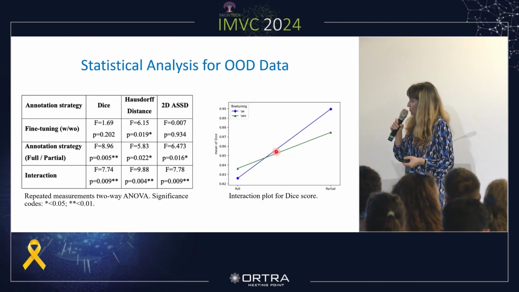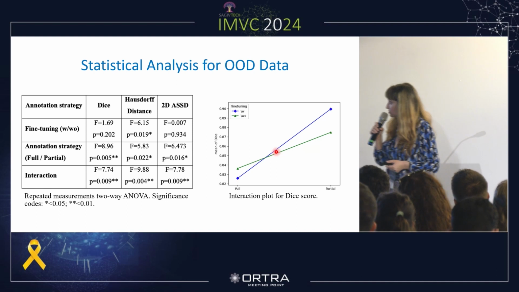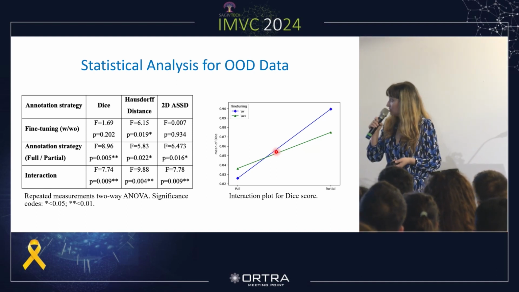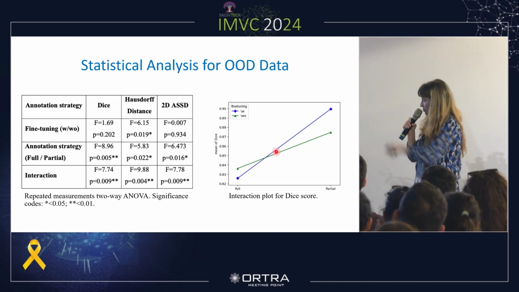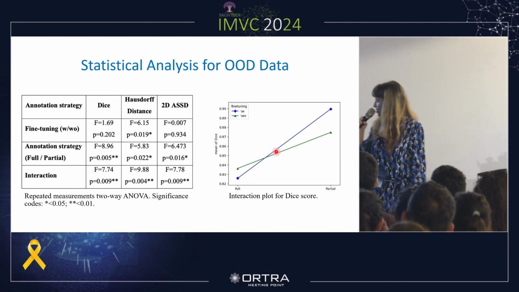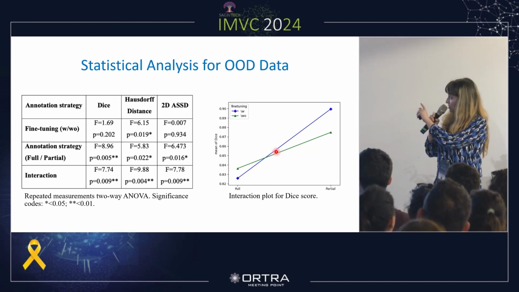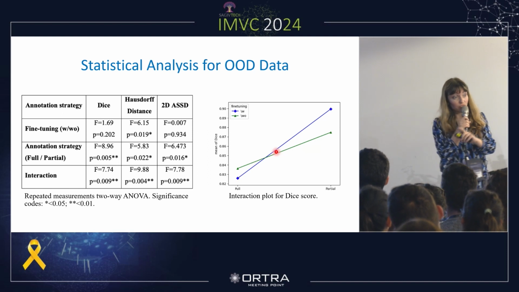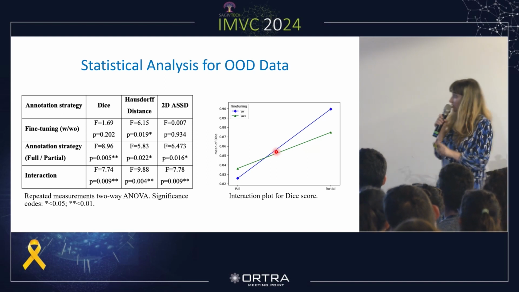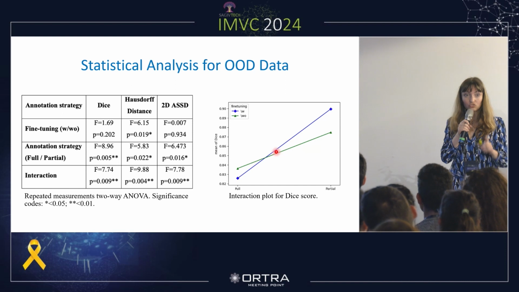So now we checked if those results are indeed significant, and you can see here that they are. We performed repeated measures ANOVA, and you can see that the results are significant for the annotation strategy and the interaction between the annotation strategy and optimization.